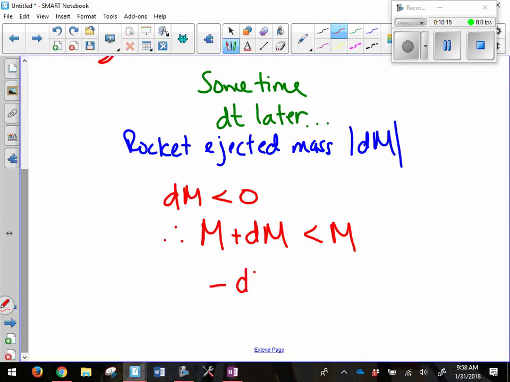And that also means that negative dm is greater than 0, which means that I don't really have negative mass. I just have a negative change in mass. And if I take the negative of the negative change of mass, I end up with a positive amount of mass. I told you this is the second hard thing we're going to do this year, the second of the 3 hardest things we're going to do this year. And this is part of it: you've got to free your mind.